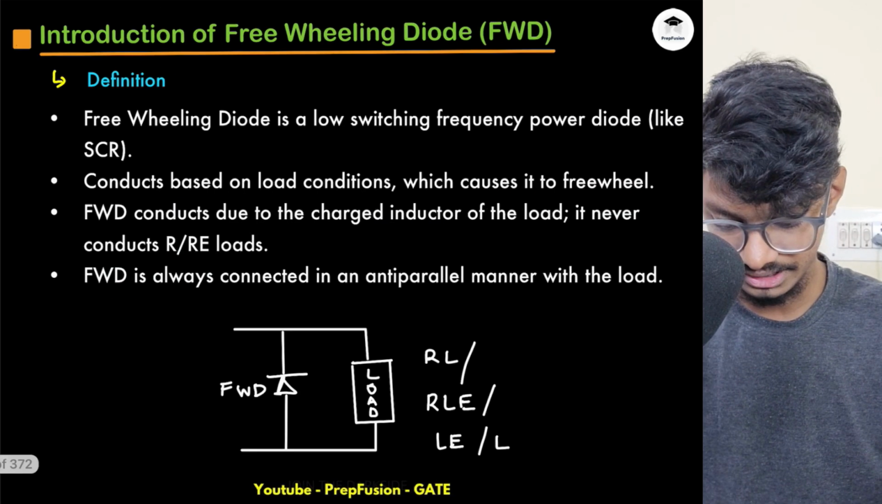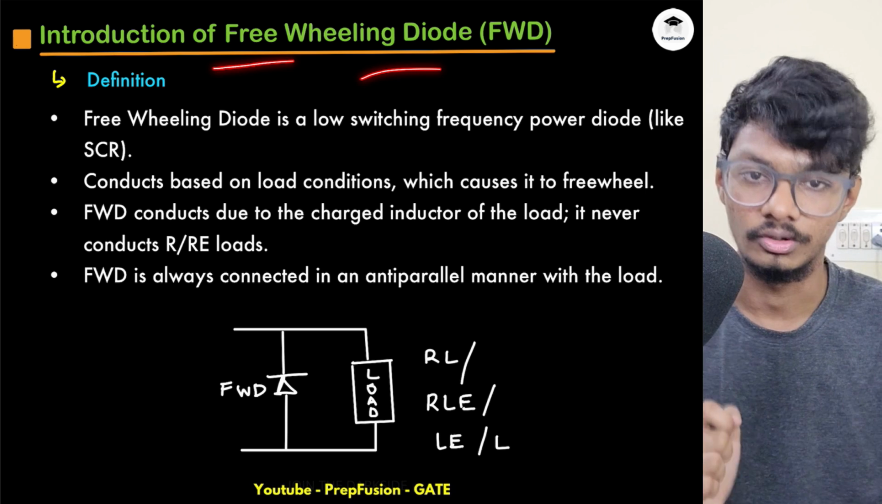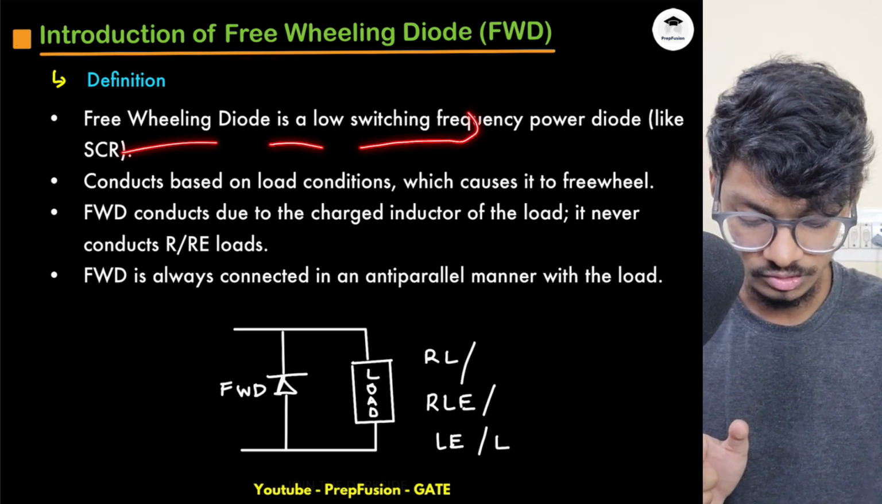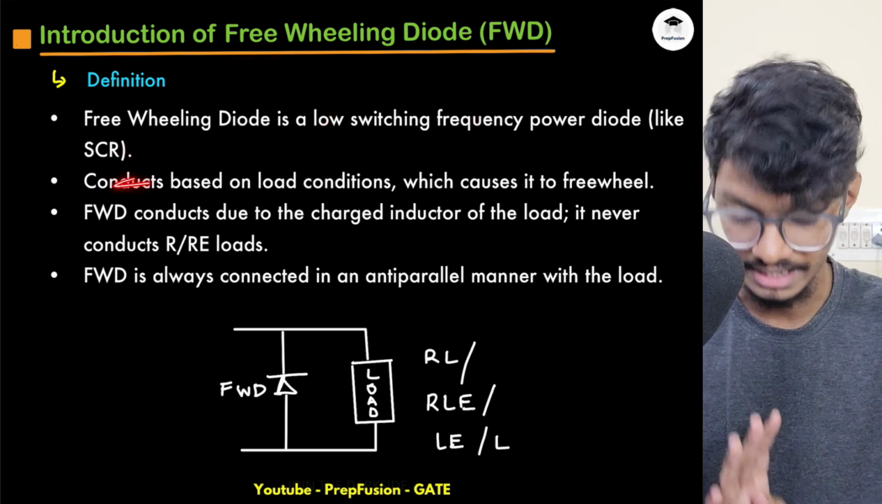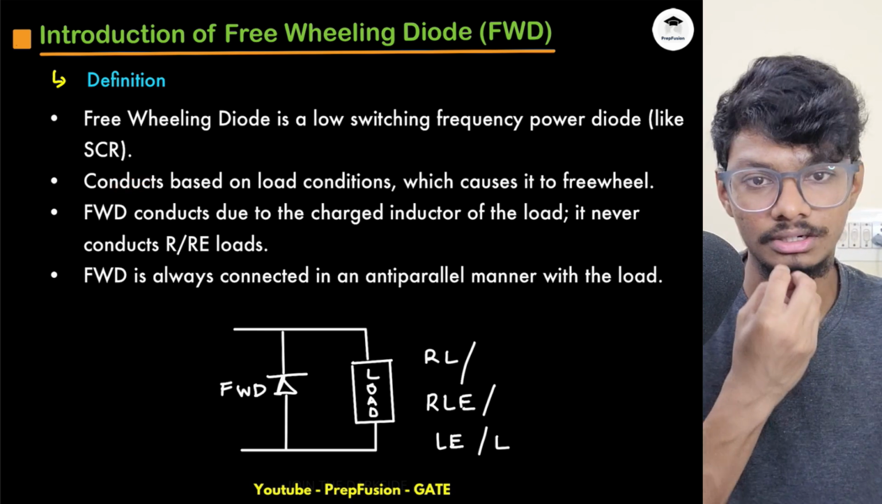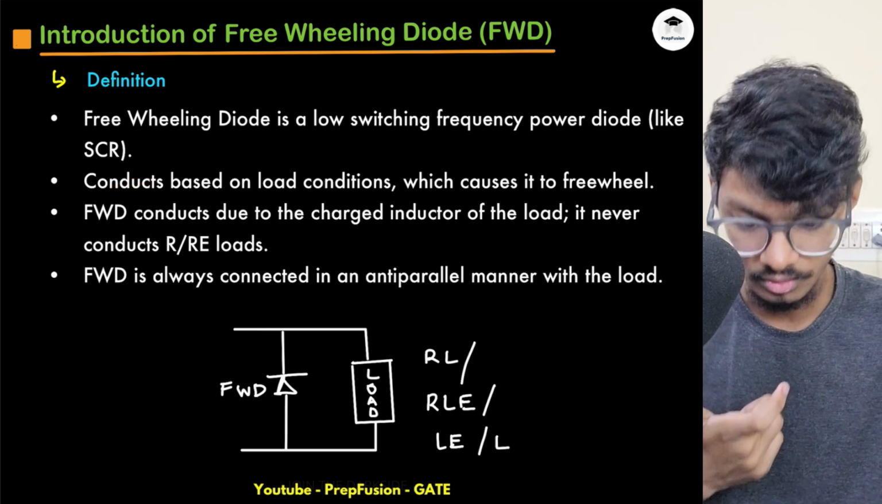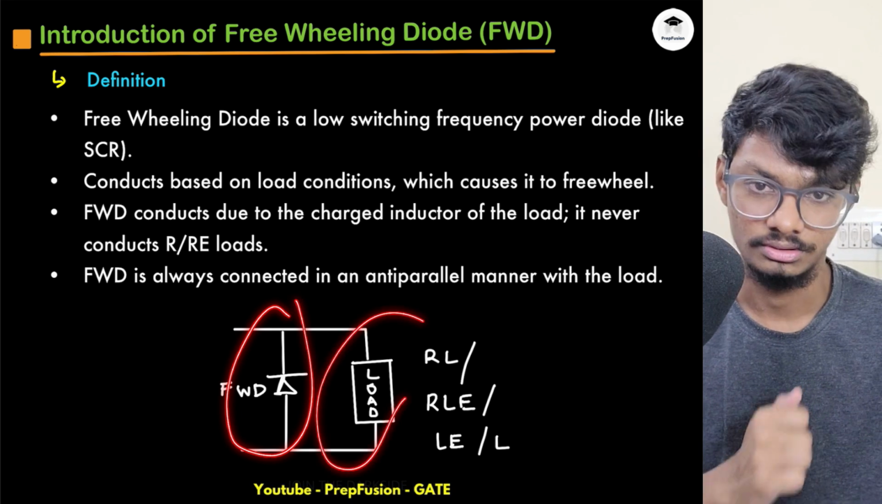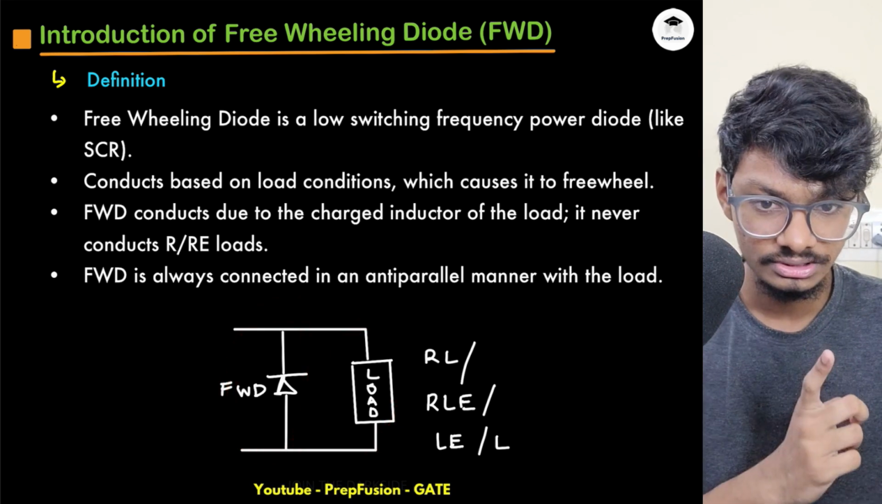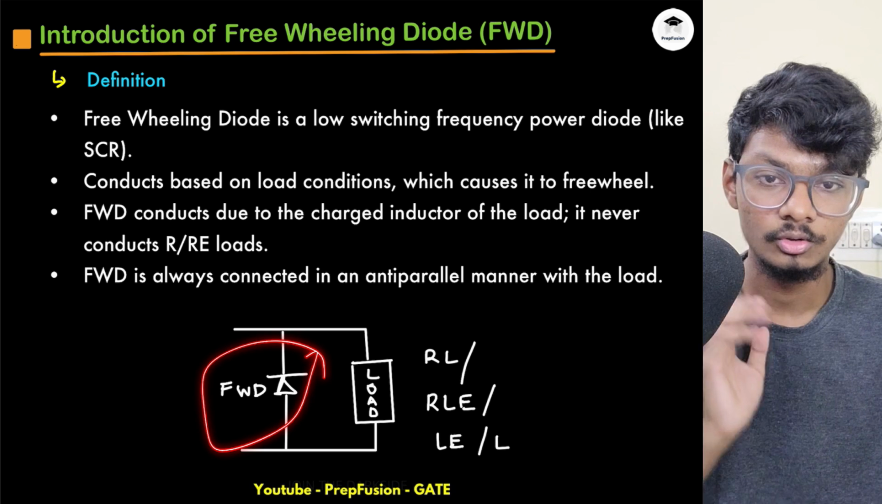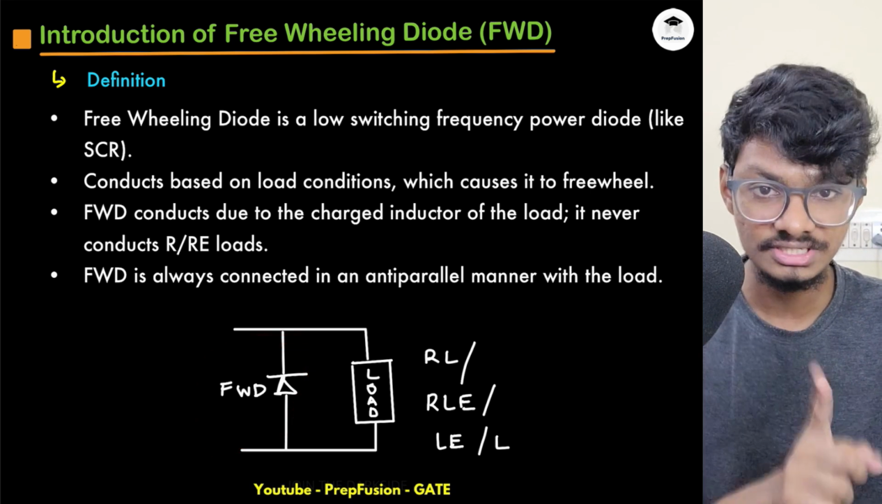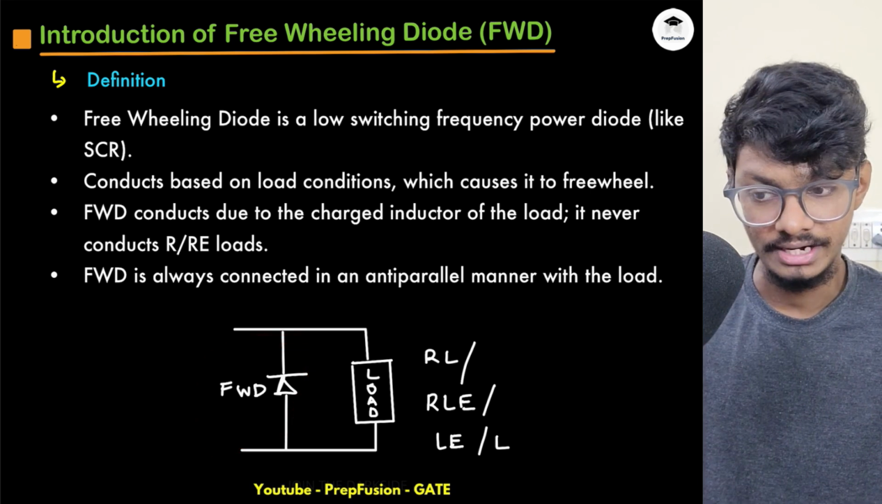So first of all, let's start with the freewheeling diode. A freewheeling diode is a low switching frequency power diode, like an SCR. It is just a diode. Instead of an SCR, we use a diode across the load. Now why do we use it? We use it to make the output voltage 0 when the input voltage is negative.